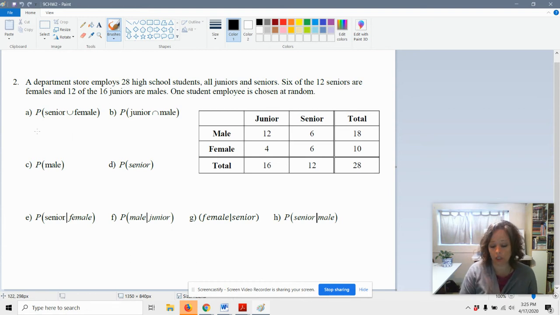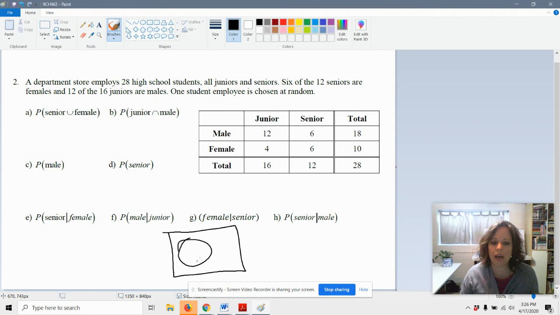So our first part of our problem is part A, and it wants to know what's the probability of being a senior, and what's the symbol here? That's the or symbol, right? The or symbol. I don't know why I did that backward. So or symbol, okay? And when we do or, what we're saying is, let's just look at our Venn diagram and kind of remember what or is, okay?